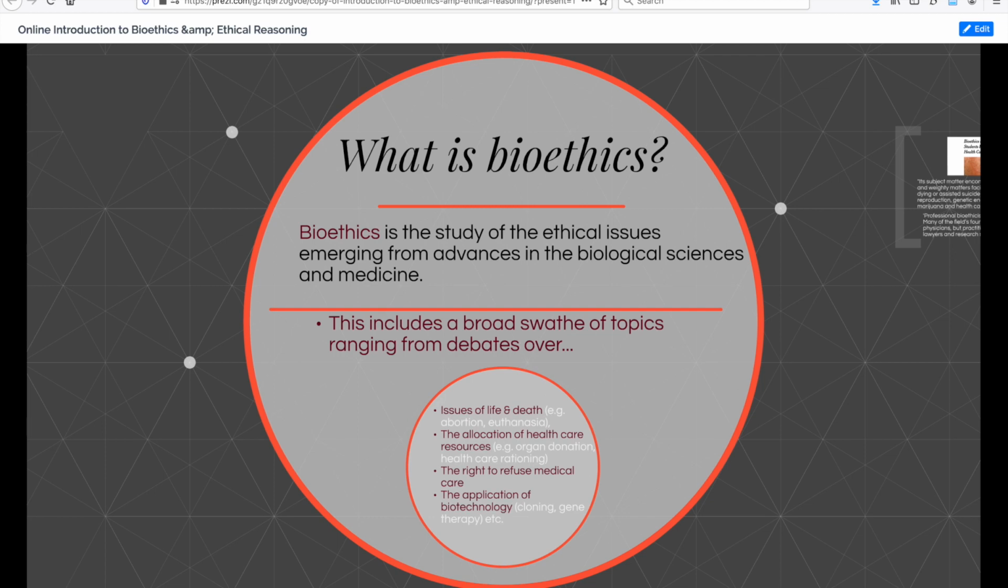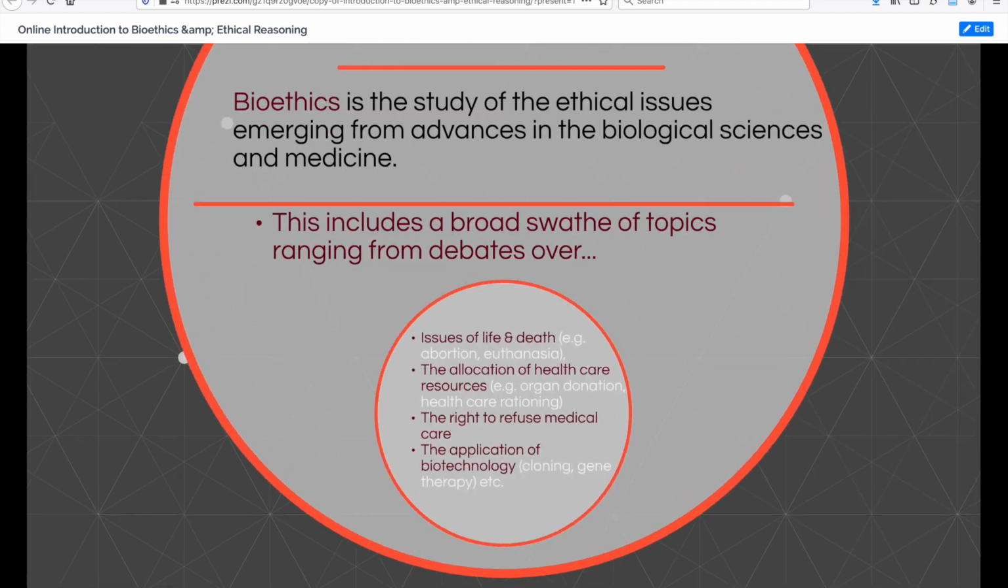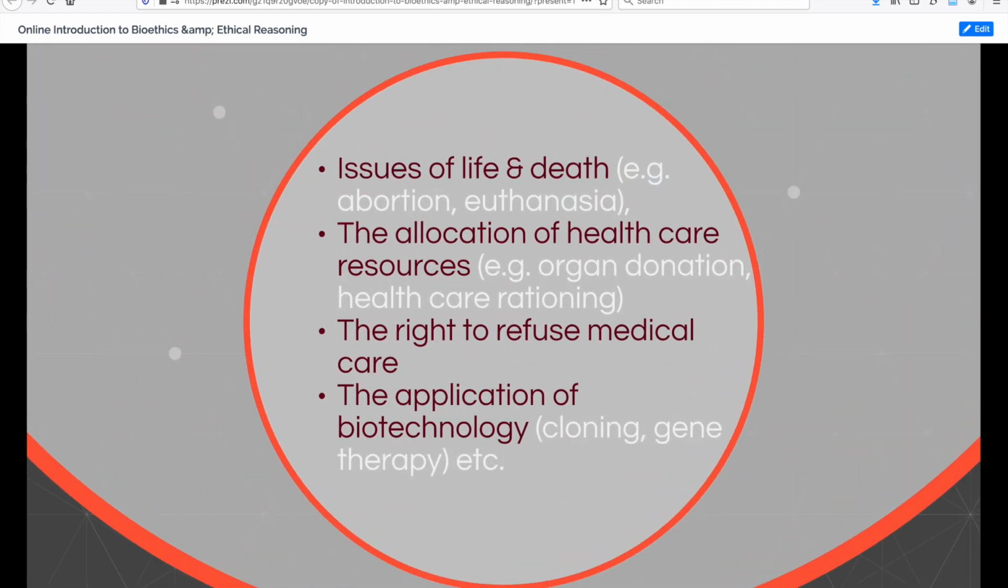Now, this includes a broad swath of topics, ranging from debates over some of the most contentious issues that we as a society are grappling with today. So bioethicists tarry with issues of life and death, such as those concerning reproductive rights, abortion, and euthanasia, and the allocation of healthcare resources.